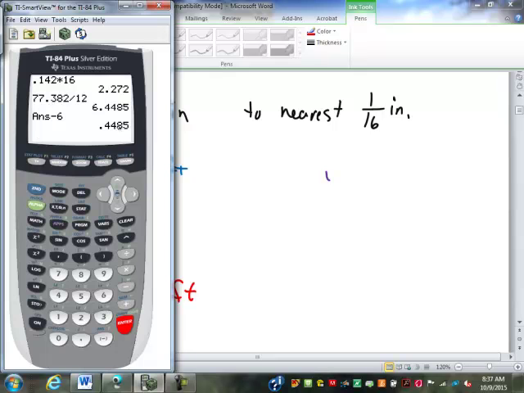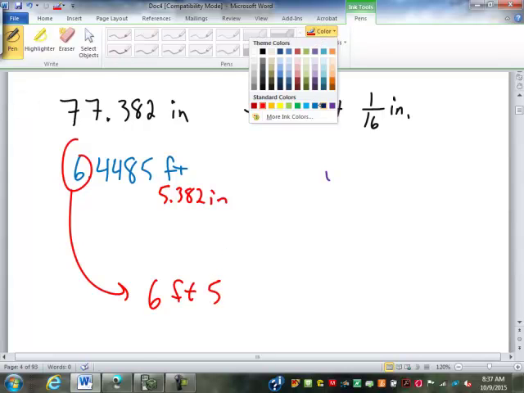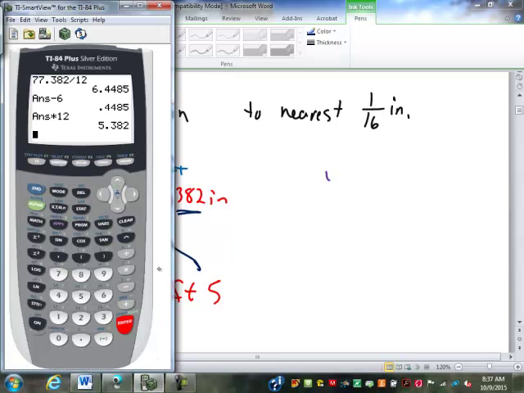So now we're going to turn that back into inches by multiplying by 12 again. So it should give us 5.382, and there it is. So from that, we have 5 inches. And we need to get rid of the 5 and just work with the 0.382. So I'm just going to subtract the 5 to have the 0.382.